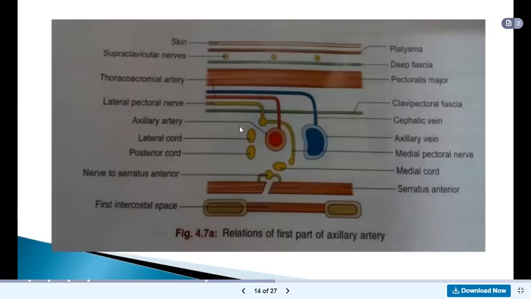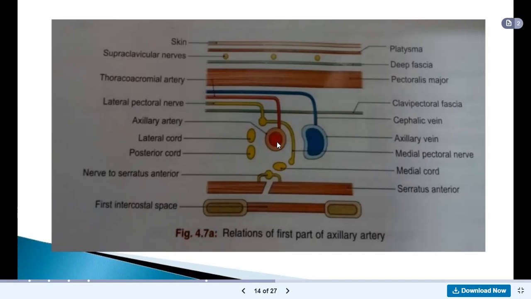So this is just showing you the relations. Here you have the skin, right? And then you have the superficial fascia and the deep fascia. And then you see your pectoralis major muscle. You see your thoracoacromial artery, and then the lateral pectoral nerve. And then here you see your axillary artery. So all these structures above it are the anterior relations of the axillary artery.